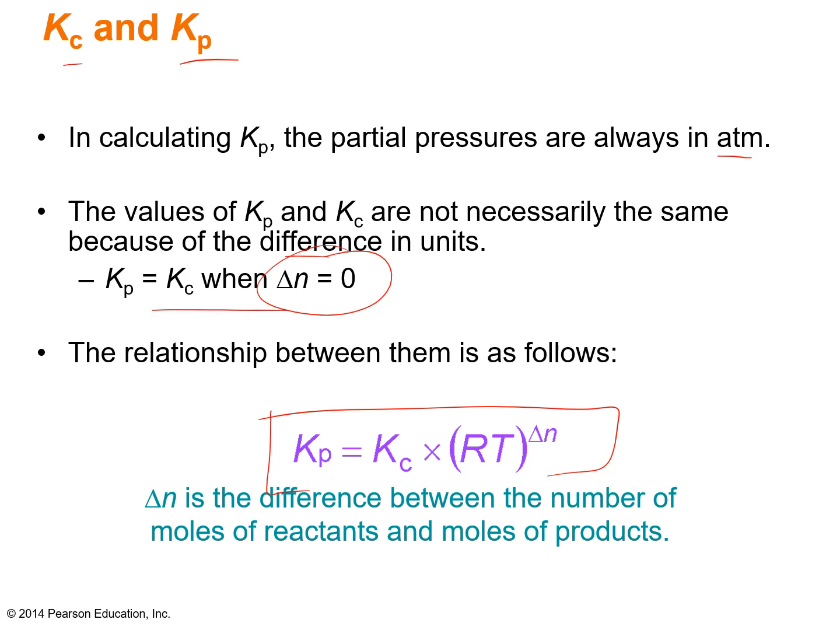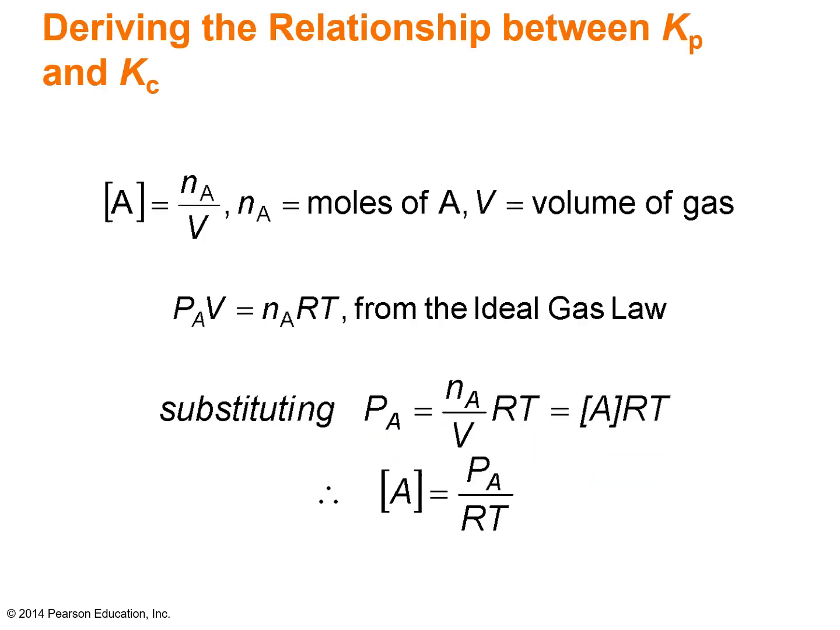This is directly proven with this formula. Why? Because if delta n is 0, what happens here? If we stick a 0 right here, this is all going to become 1. Therefore, Kp equals Kc. In any other case though, Kp will not be equal to Kc, because we have a delta n.